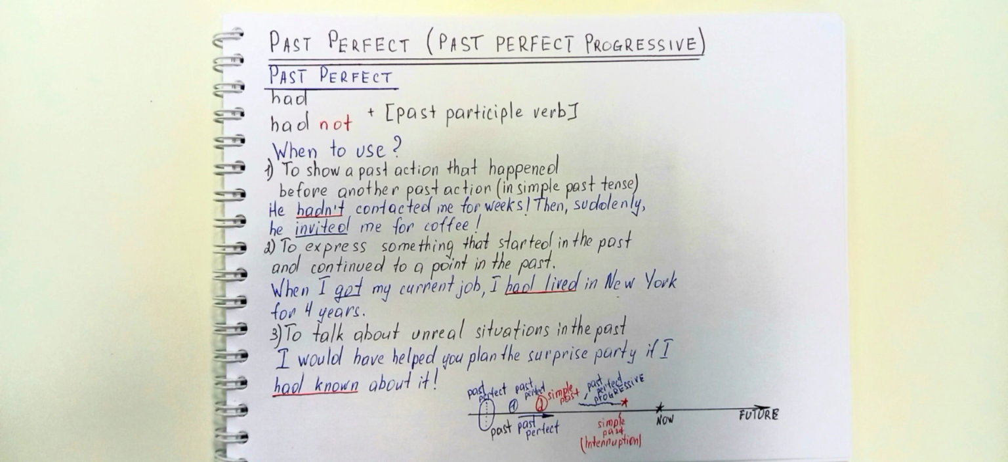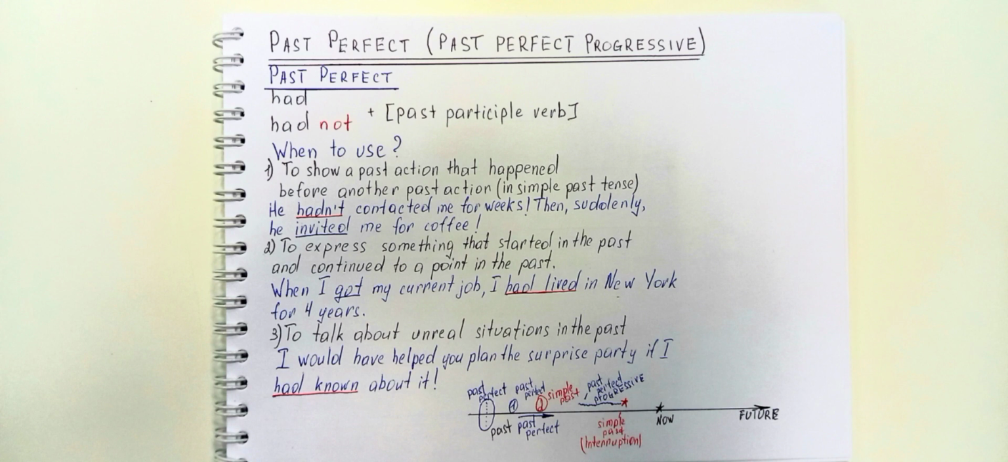When I got my current job, I had lived in New York for 4 years. So here we see again had lived is our past perfect tense. In this case, I'm using the positive form. Had and lived. I had lived in New York for 4 years. So this is my continuing action. The things that began in the past and continue to a point in the past.